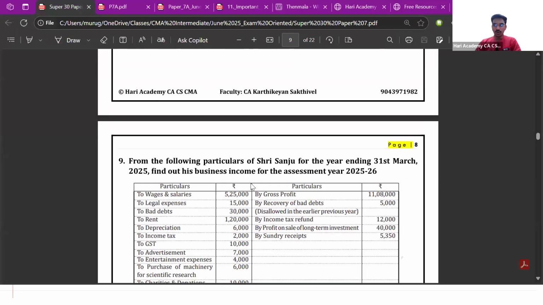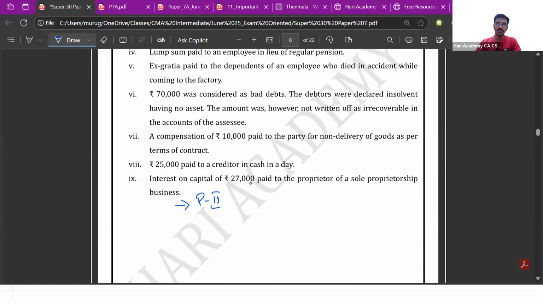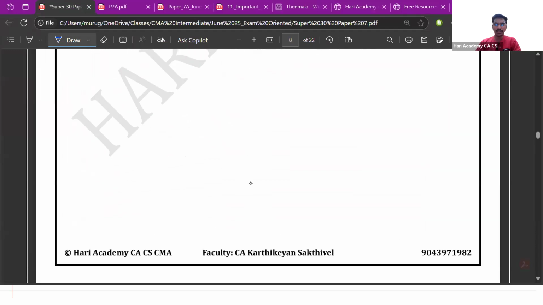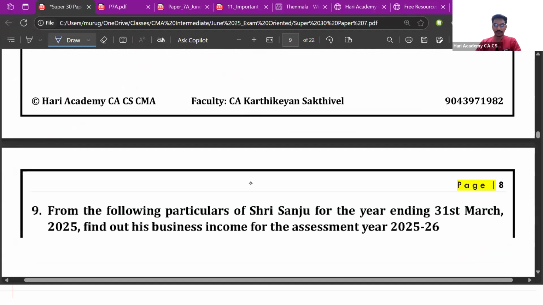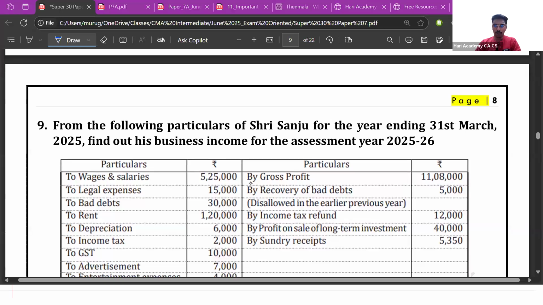Now let us go to the Super 30 questions. Till question number 8, it is already solved. We have already solved questions till question number 8 in the part 2 video. Now we are going to get into the part 3 video. In this video, our major focus is to finish the PGBP problems.